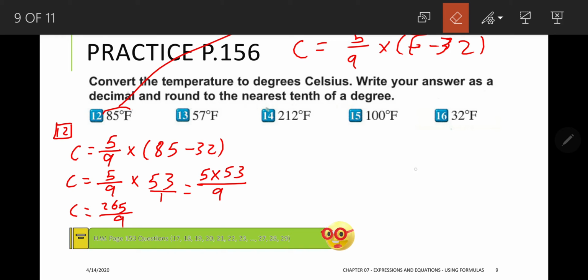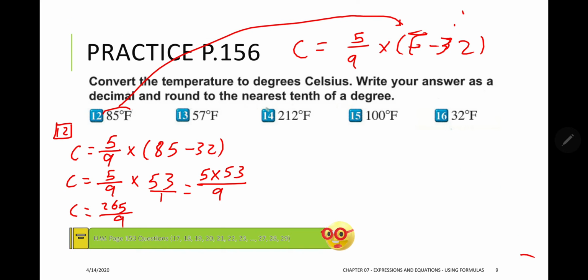Okay, let me get back with an eraser. Okay, so you can do a long division. 265 divided by 9, something like that, up to the end. Do it. Okay, now that's the result.